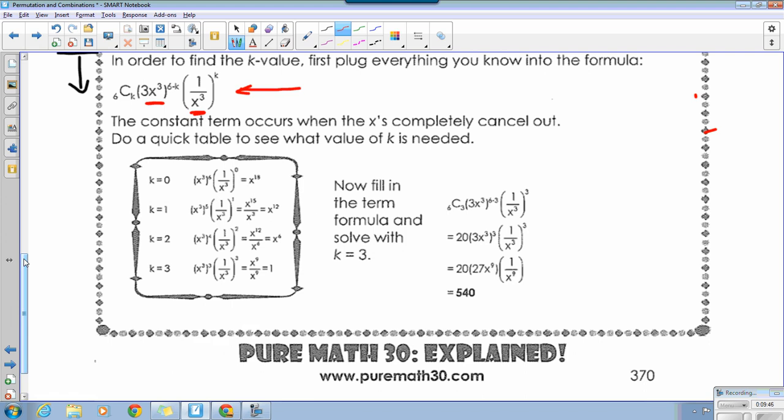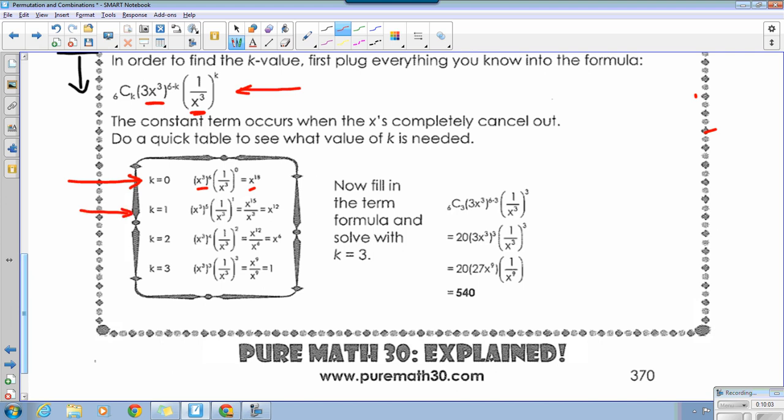So this guy said, what if I try k being 0? And he puts in all the information. K being 0 gets me to a 15th power here. This turns out to be a 1. So I'm still left with an x to the 15th. That's not a constant. So we try something else.